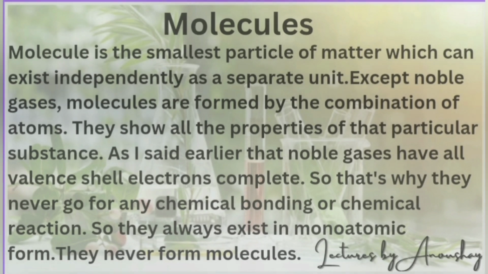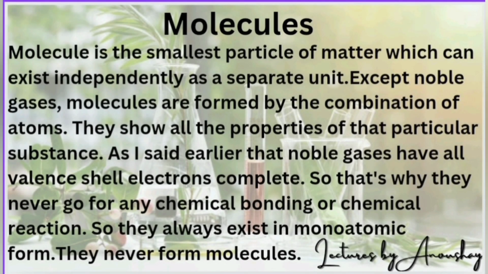Today our topic is what is a molecule and its different types with examples. A molecule is the smallest particle of matter which can exist independently as a separate unit. These are called molecules. Except noble gases, molecules are formed by the combination of atoms. They show all the properties of that particular substance.